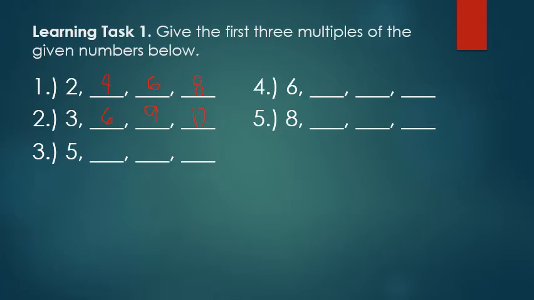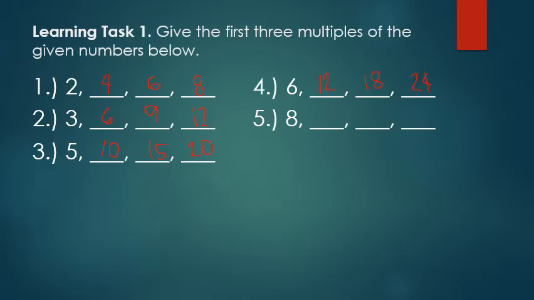So, next tayo. So, 5, 10, 15, 20. Okay, so next, number 4. So, ano po yung sunod sa 6? 6 plus 6 is 12. 12 plus 6 ay 18. 18 plus 6 is 24. So, pag nag-skip count tayo ng 6, 6, 12, 18, 24, and so on.